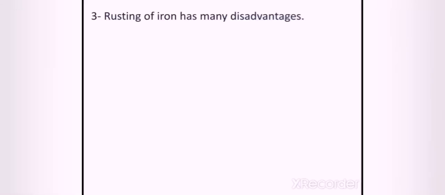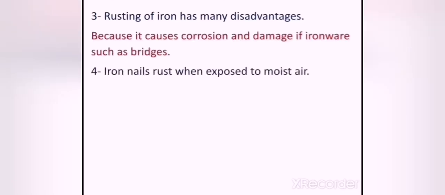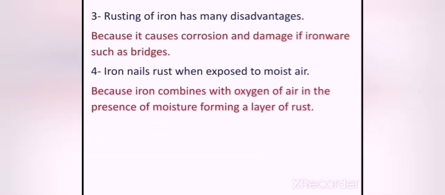Number 3, the rusting of iron has many disadvantages. Why? Because it causes corrosion and damage for the ironware, such as bridges. Number 4, the iron nails rust when exposed to moist air. Why? Because the iron combines with the oxygen that exists in the air in the presence of moisture, or in the presence of water, forming a layer of rust.